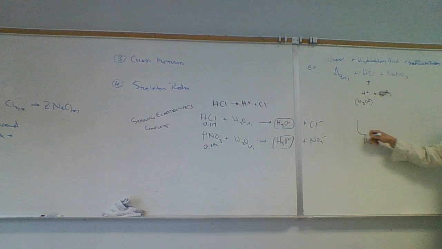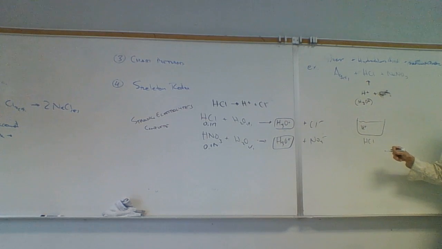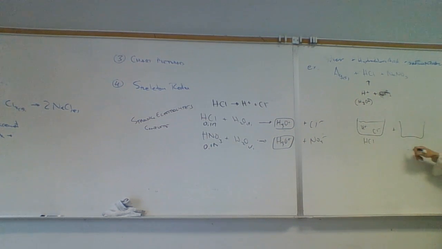If I take a beaker of HCl, what does a beaker of HCl consist of? It consists of H plus, aka H3O plus, and Cl minus. And then I'm going to take another beaker. The other beaker is NaNO3. What does a beaker of NaNO3 consist of? It consists of Na plus and NO3 minus. And then I mix them together. Which ions are going to combine? And so I have H plus, Cl minus, Na plus, and NO3 minus. Which ions will combine?